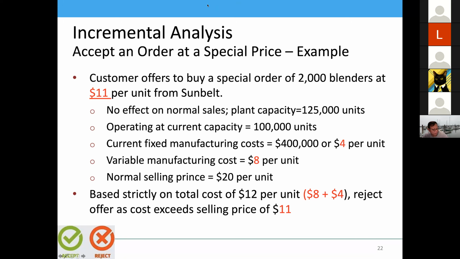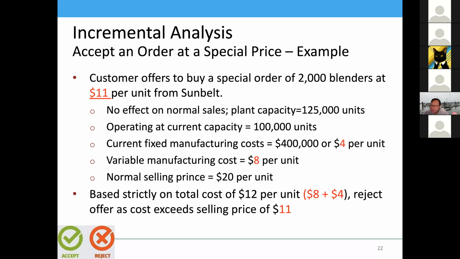Wouldn't you just be concerned about variable cost? Why? Because the fixed cost will be there no matter what. Okay, very good. The fixed cost doesn't change. Regardless of whether you take the order, accept it or reject it, the fixed cost is always the same, right?